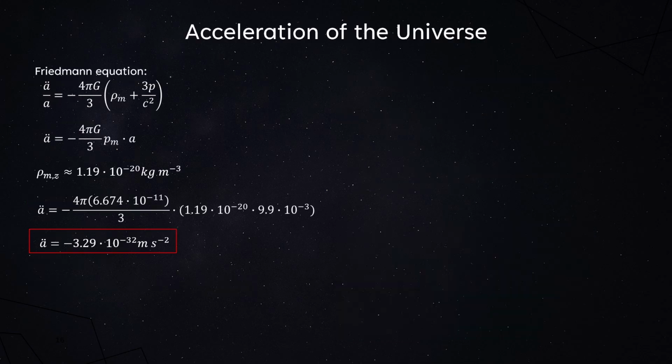So for the acceleration of the universe, we're going to use the Friedmann equation, and we're going to rearrange it with P equals 0, since pressure is negligible during the matter domination. The calculation incorporates our previously determined mass density, and we get a resulting acceleration of negative 3.299 times 10 to the negative 29 meters per second squared.